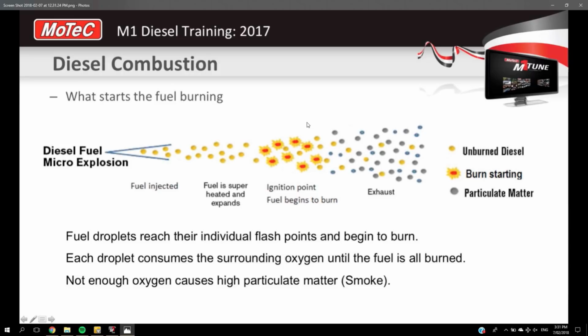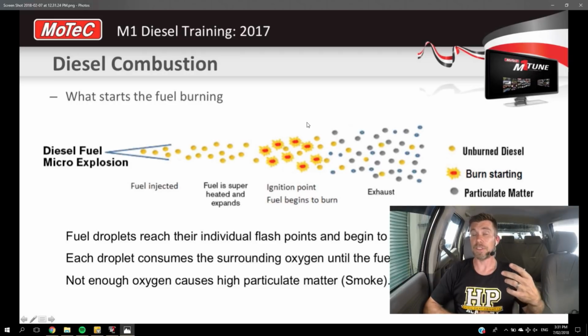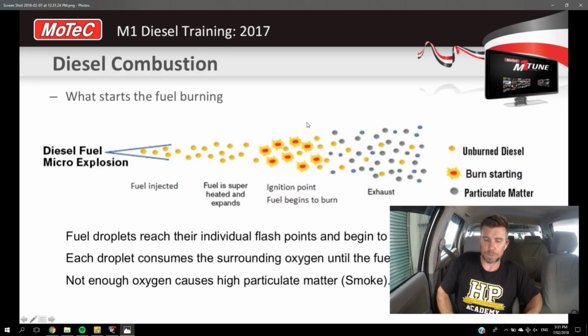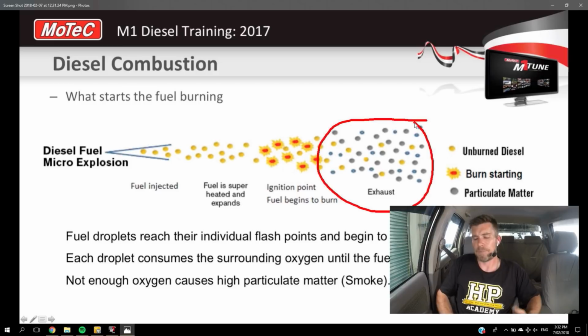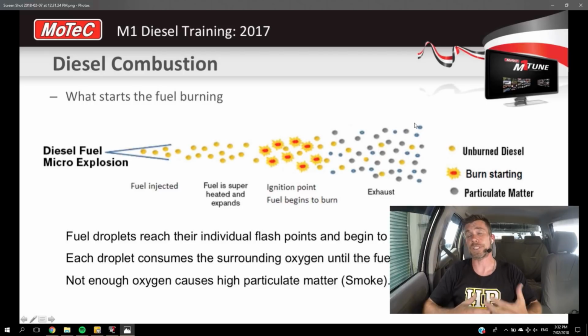So what we find then is each of the fuel droplets will consume the oxygen surrounding it until all of the fuel is burned. Now if we get into a situation, which we're going to demonstrate a little bit later in the webinar, where we don't have enough oxygen in the cylinder, then we're going to end up with one of the more common scenarios with diesel, which is where we end up with high particulate matter in the exhaust, or in other words smoke, and that's what's happening over here. So you've probably all heard the term rolling coal, and we've all seen diesel engines, particularly in tractor pull or drag racing applications, which are blowing clouds of black smoke. That's that particulate matter that we're seeing there.